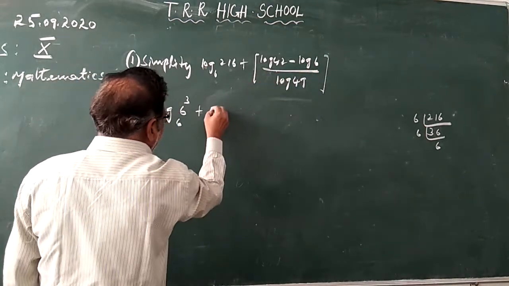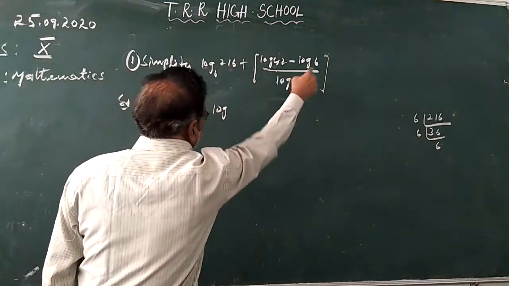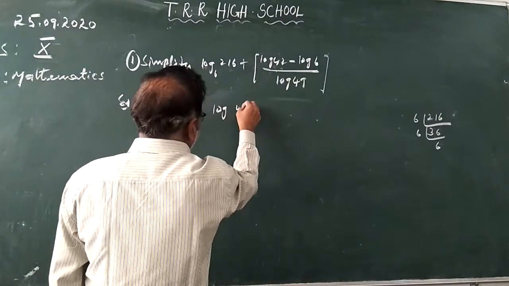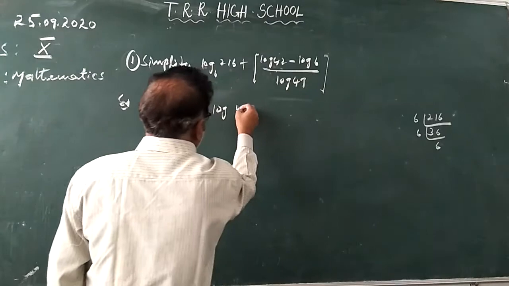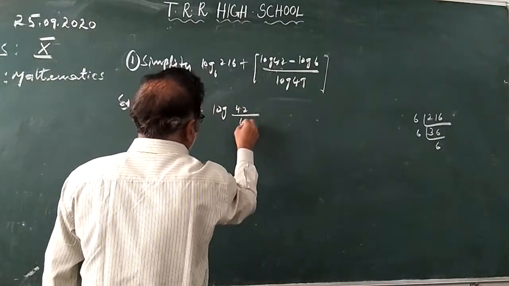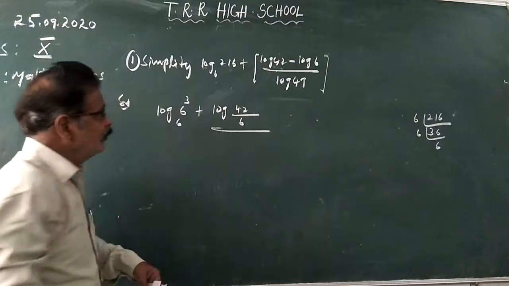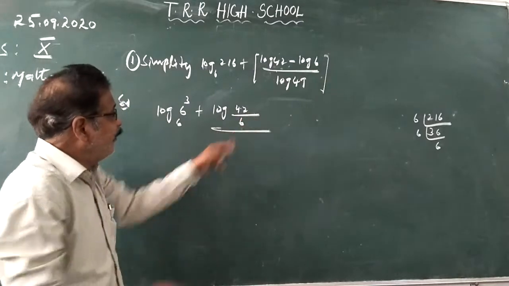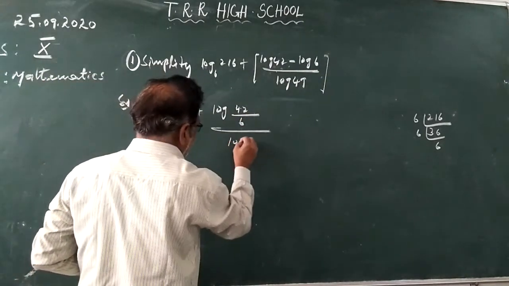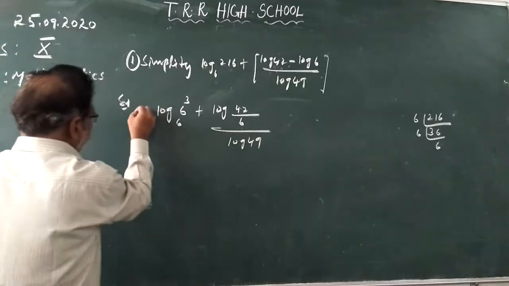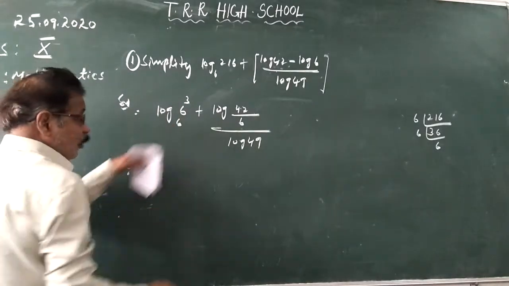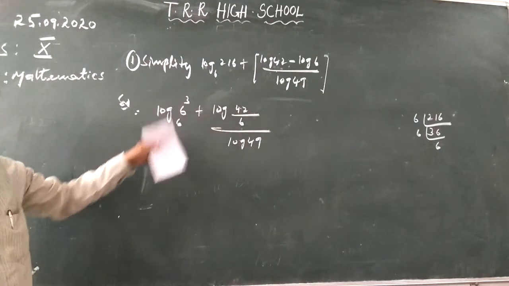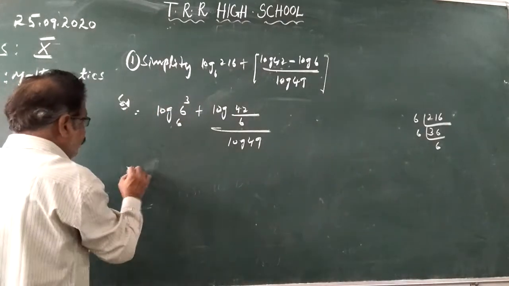Log x minus log y means log x by y, by the second law. Log 42 by 6 by log 49. So here, children, we know the third law, log x power n, the logarithm of the power. When the power comes, write it as a quotient.